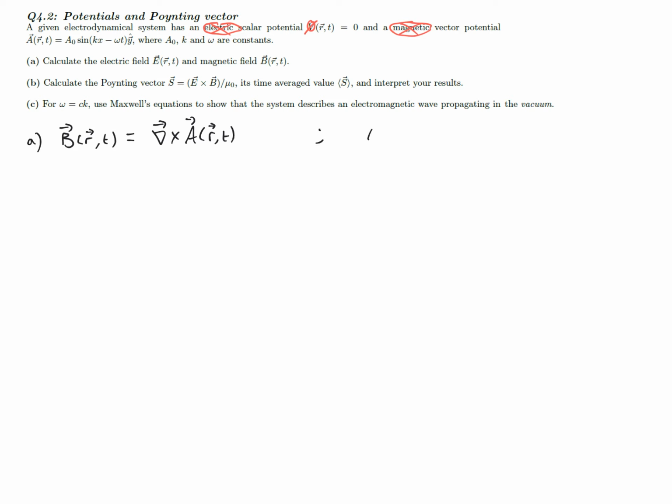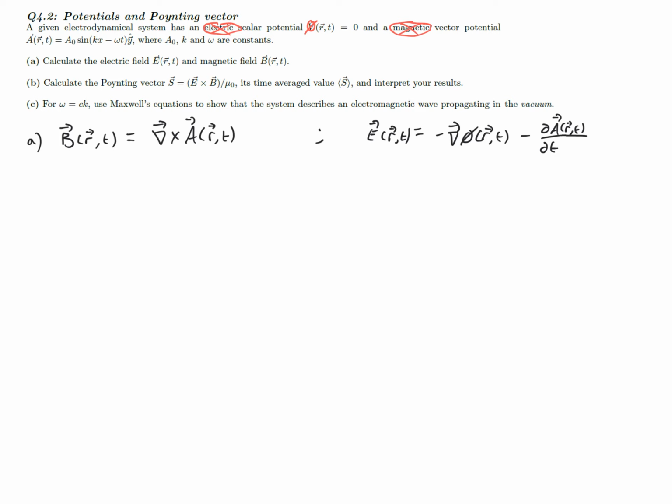The other one is how the electric field at position r and time t is related to the potentials, and that is minus the gradient of the scalar potential at position r and time t. That would be the electrostatic part of it, but then there's also the dynamical part that involves the vector potential. Again, everything is evaluated at position r and at time t.